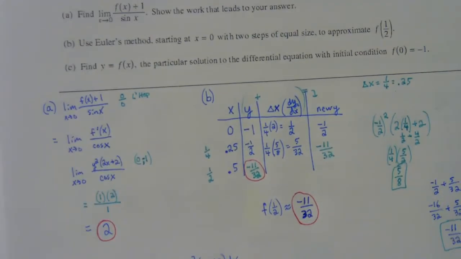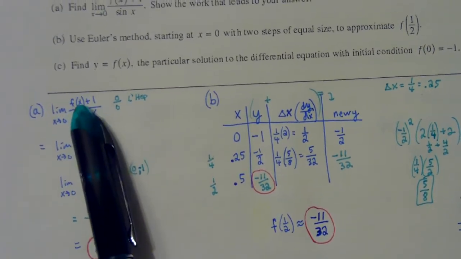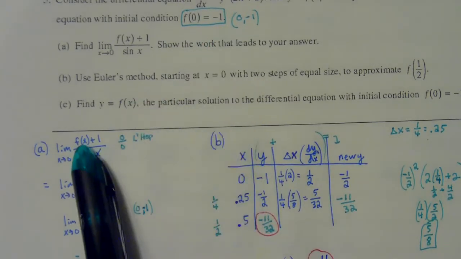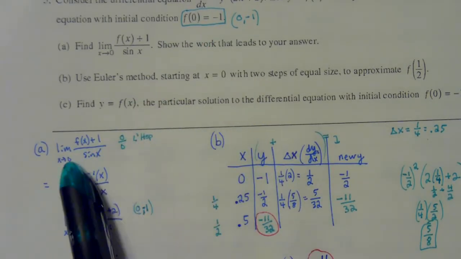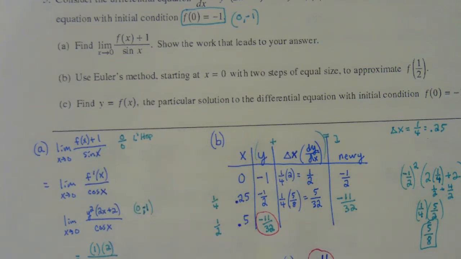So I'm going to take 0 and plug that in for the top function and the bottom function. And it tells us that f of 0 is equal to -1. So when I go -1 plus 1, I get 0 up top. Sine of 0 is 0 on the bottom. So since I got 0 over 0 format, I'm allowed to use L'Hopital's rule.